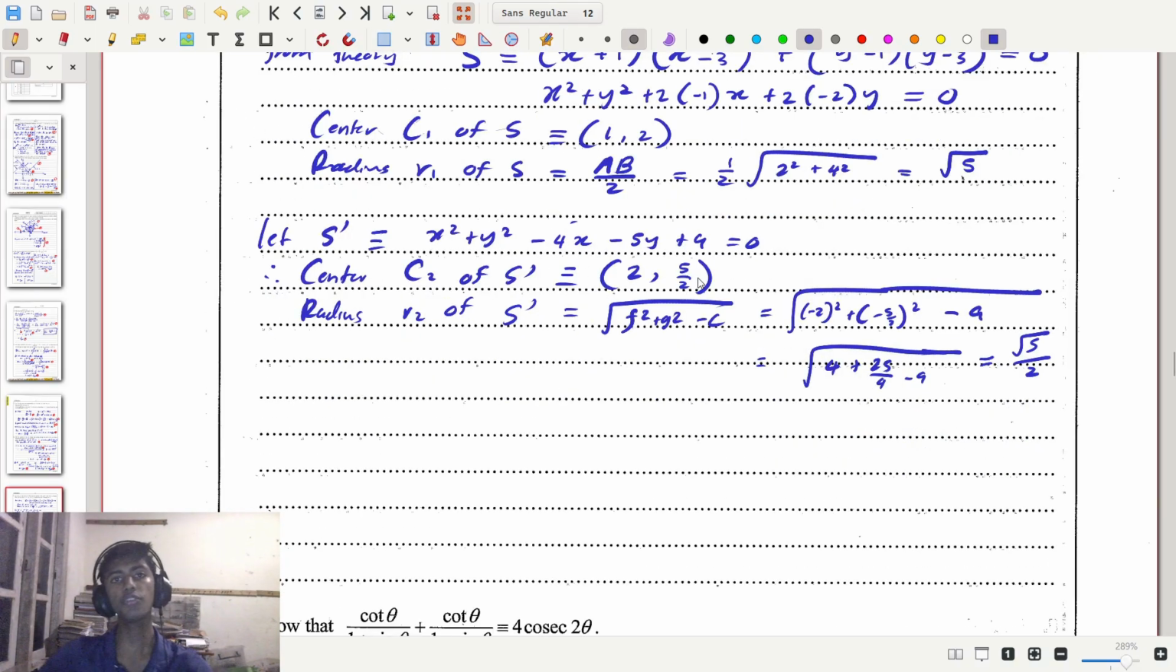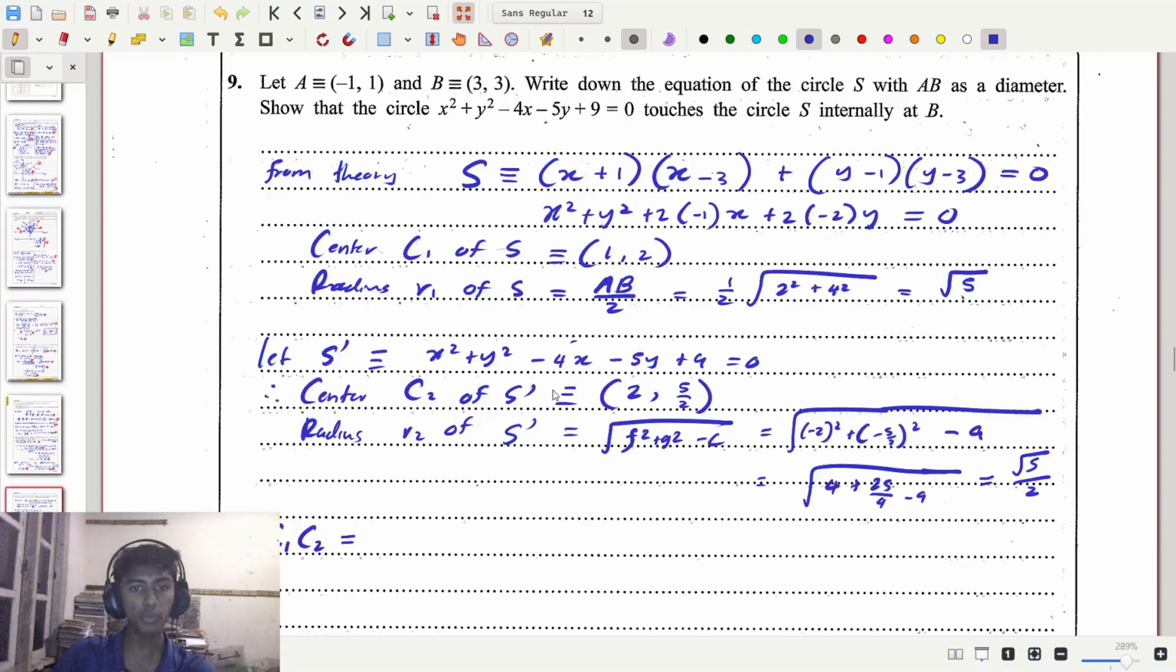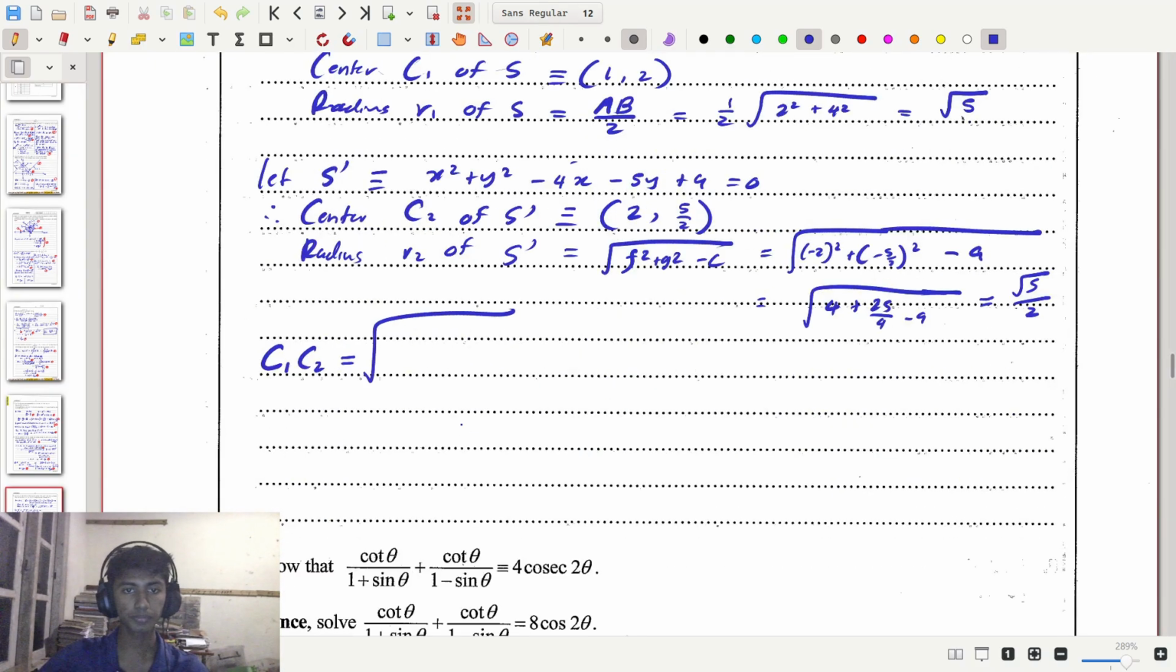Now considering these two circles, let's consider the distance between C1 and C2, where C1 is (1, 2) and C2 is (2, 5 over 2). It is equal to the square root of the x distance, which is 2 minus 1, which is 1, so 1 squared, which is 1, plus 2.5 minus 2, which is 0.5, so 1 over 2 squared, which is 1 over 4. This gives 1 plus 1 over 4, which is 5 over 4, and the square root of 5 over 4 is root 5 over 2.